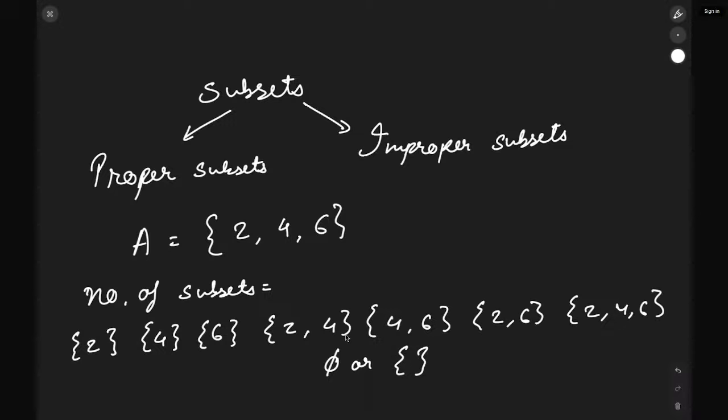Now out of these, how many will be proper subsets and how many improper subsets according to the definition? So the total number of subsets are 1, 2, 3, 4, 5, 6, 7, 8. Number of subsets are 8. Okay. And out of these 8, the number of improper subsets.